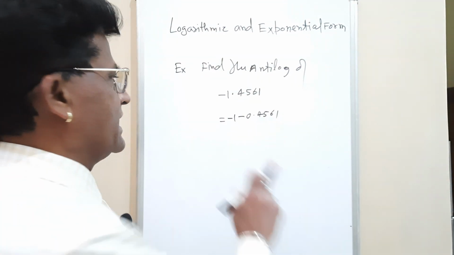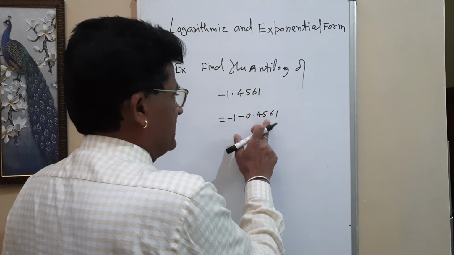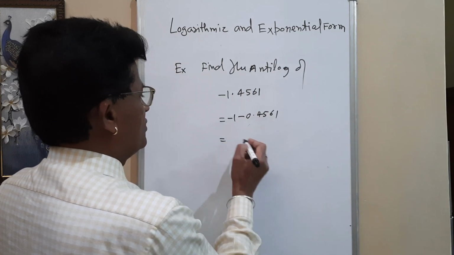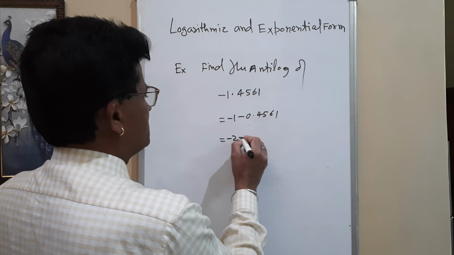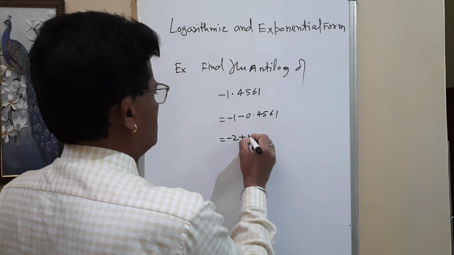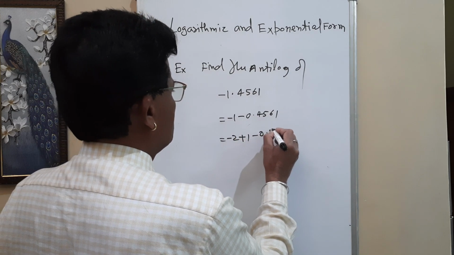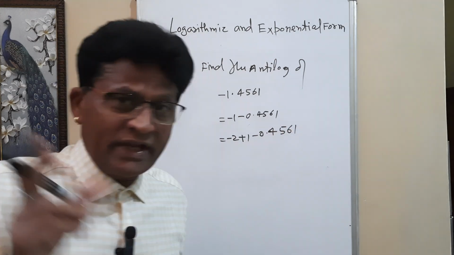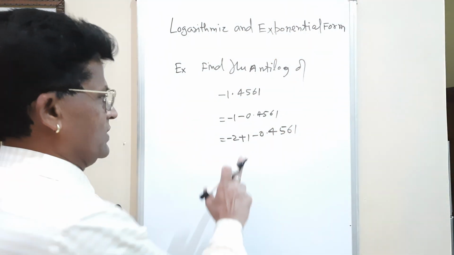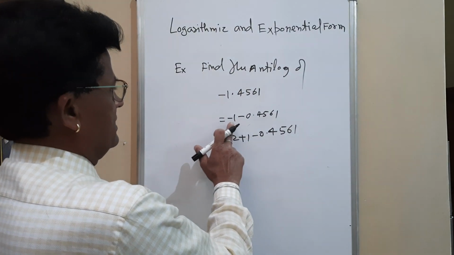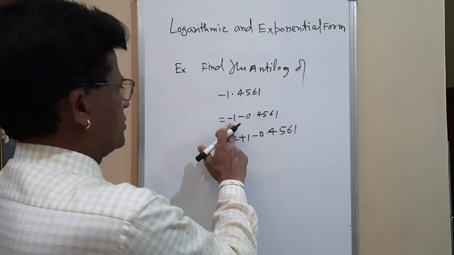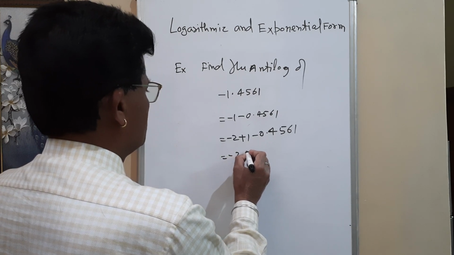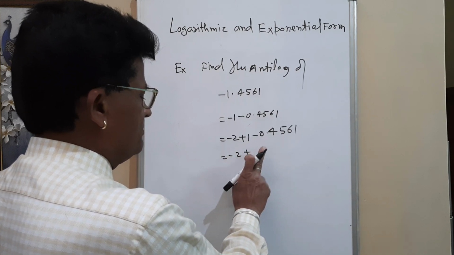But I told you characteristic may be positive or negative, but the multiplication should be positive. But it is not positive. Then what will you say? I am telling you, I am adding 1 and subtracting 1. Minus 0.4561, okay? You see carefully. देखिए मैंने क्या किया, 1 ऐड कर दिया, 1 सब्ट्रैक्ट कर दिया. सब्ट्रैक्ट करूंगा 1 तो -2 हो जाएगा और 1 ऐड कर दिया. Okay, its value will be -2 plus. Now the multiplication will become positive.